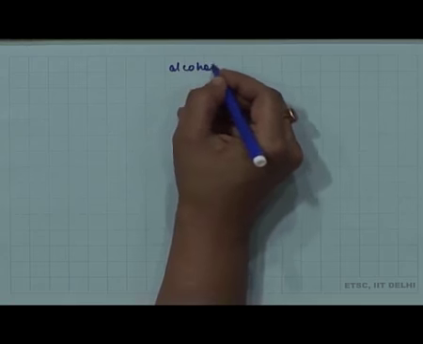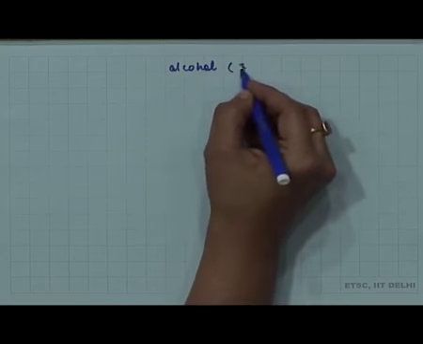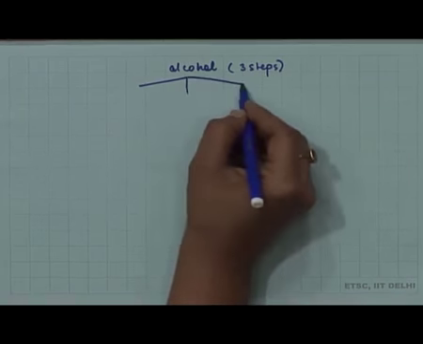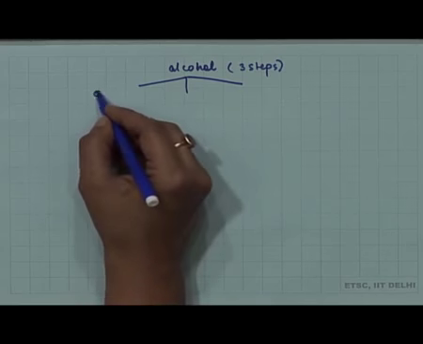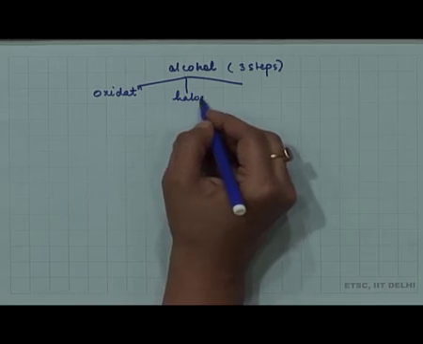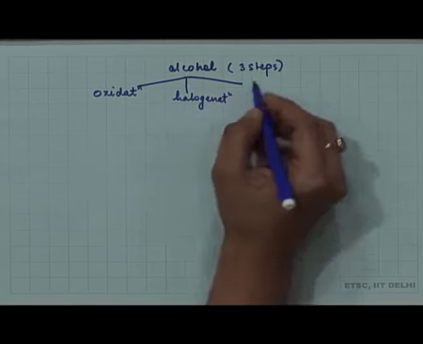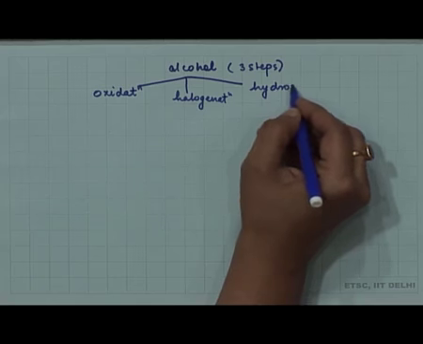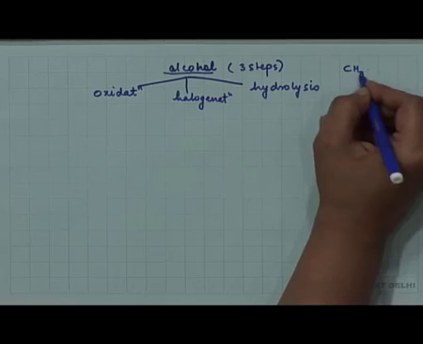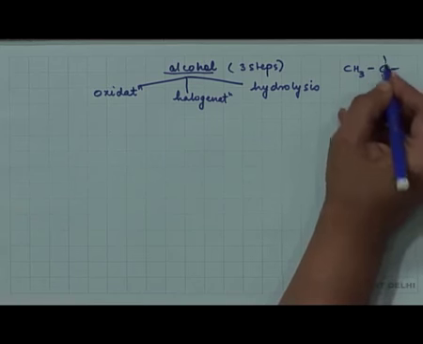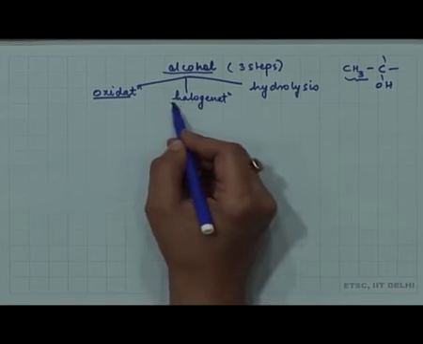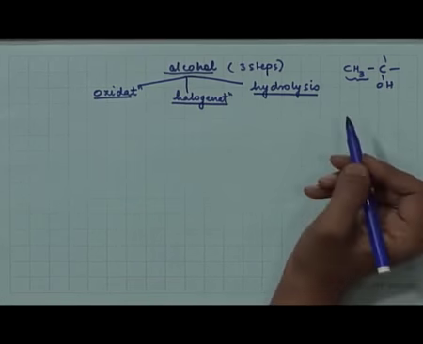With the alcohol, this reaction requires 3 steps. If you start with the alcohol as the substrate, the first step is the oxidation, the second is the halogenation, and the third is the hydrolysis. So, if you start with an alcohol in which the carbon bearing the hydroxyl has a methyl attached to it, then it will involve an oxidation followed by halogenation followed by hydrolysis.